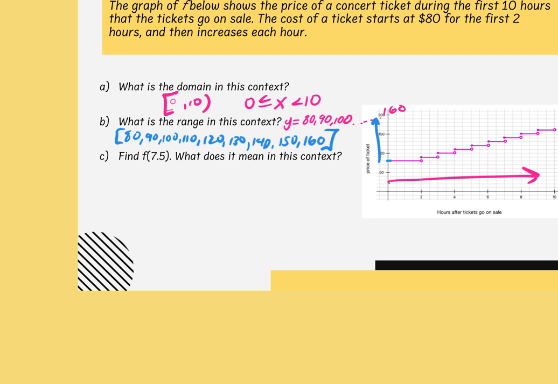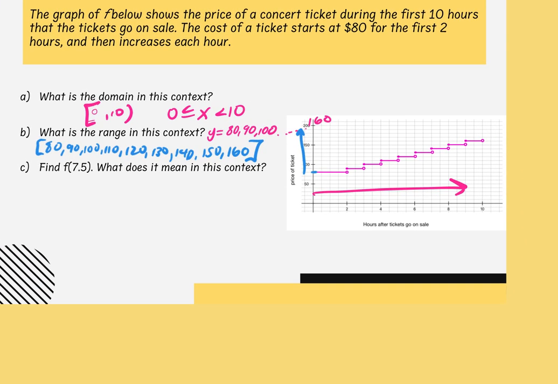All right, then C says find f of 7.5, and what does it mean in this context? So what is f of 7.5? 7.5 is here. It is 140. And what does it mean in this context? How much money the concert ticket is at 7.5 hours. Good. So at 7.5 hours, the concert ticket costs $140.